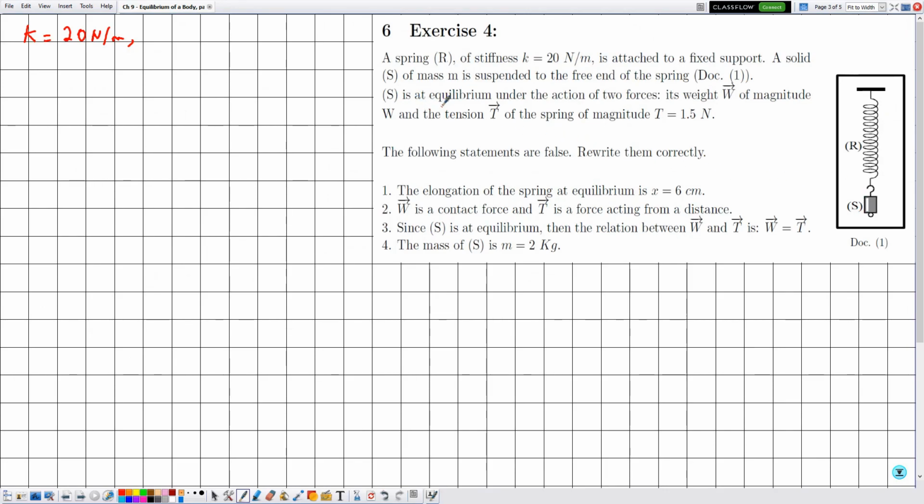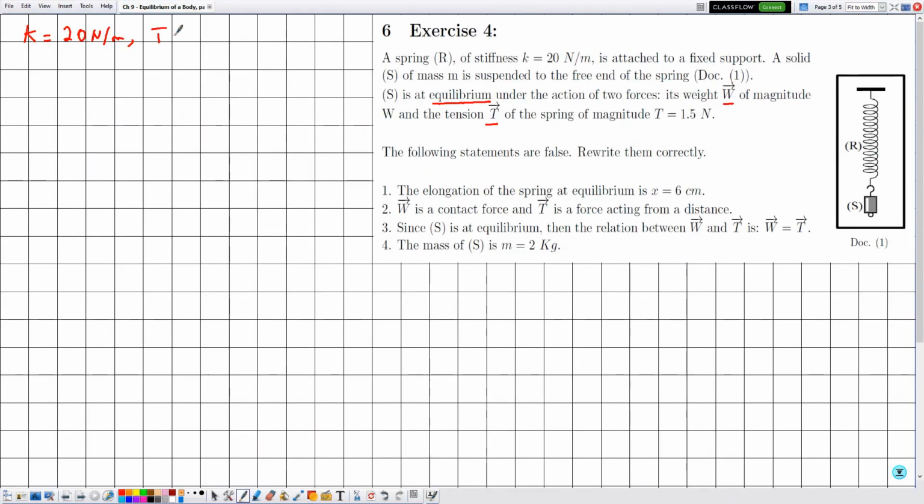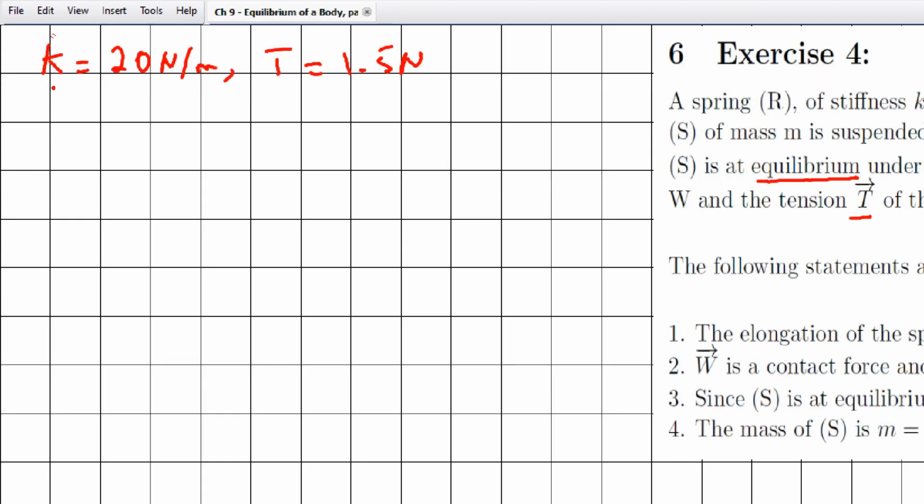They are telling us that S is at equilibrium, so at any moment in this exercise we can use the condition of equilibrium under the action of two forces. We have the weight, we have the tension, and in this case we have the value of the tension, which is given as 1.5 newtons. Now before we consider the exercise, let's consider the givens. We know the stiffness, we know the tension. One, for example, can calculate the elongation of the spring, which is X.